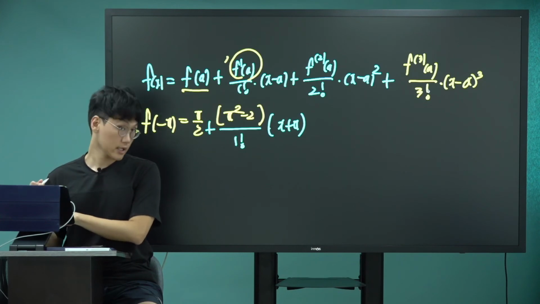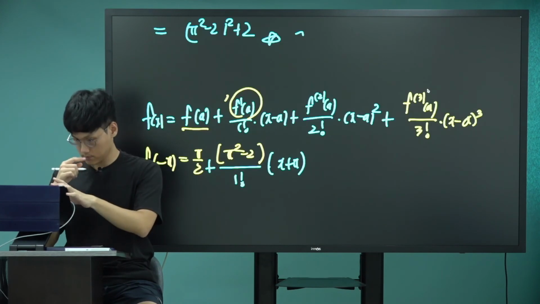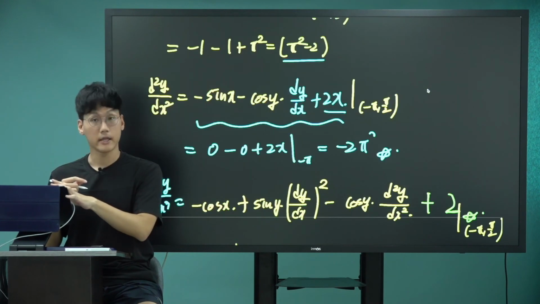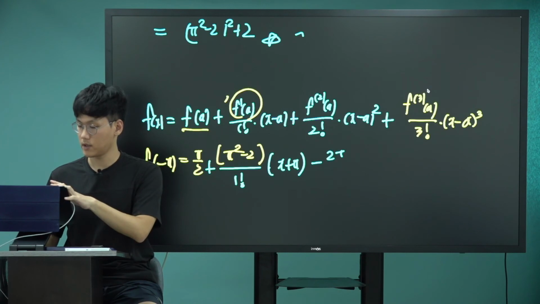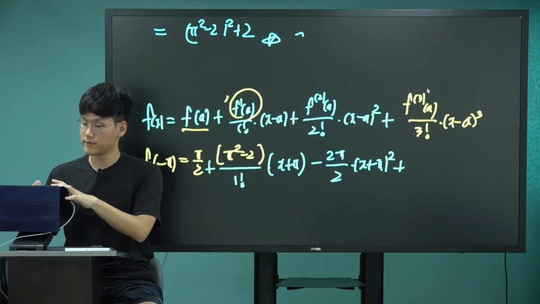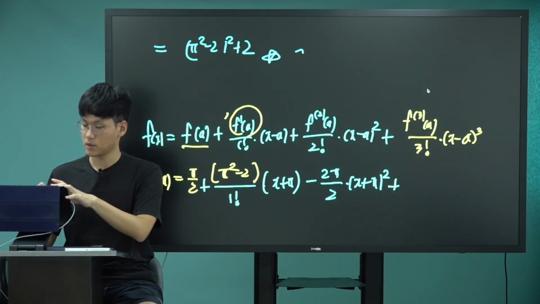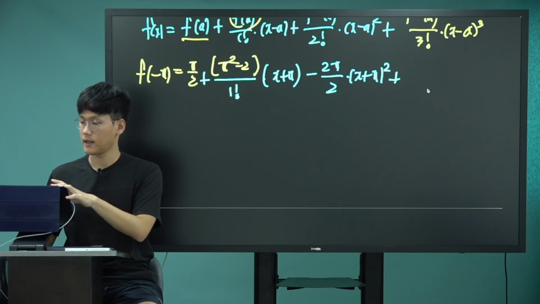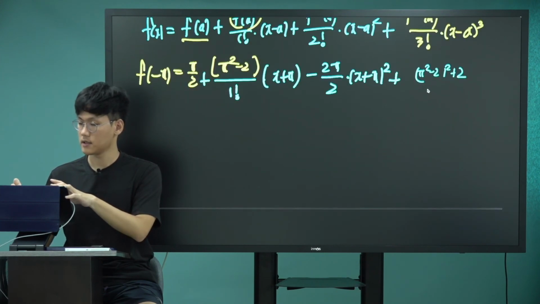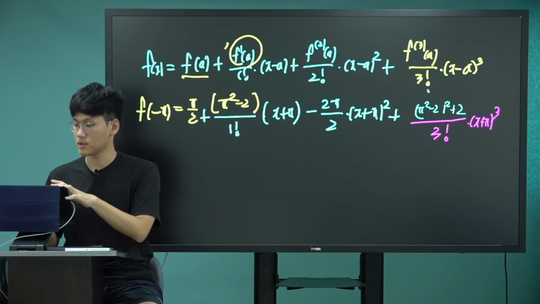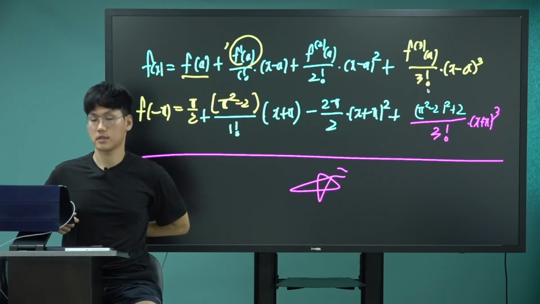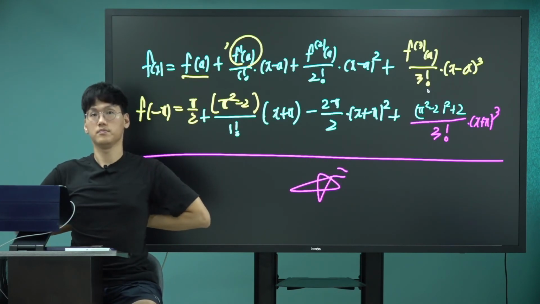That's good. And your second derivative was who? Negative 2 pi. You see? So I will use it. Negative 2 pi over 2 times x plus pi squared. And your third derivative was who? Was this coefficient, right? And this divided by 3 factorial times x plus pi cubed. That is the series that we need to do. Understood?